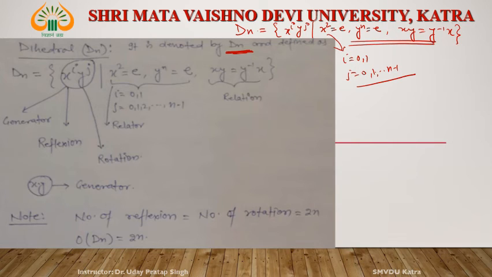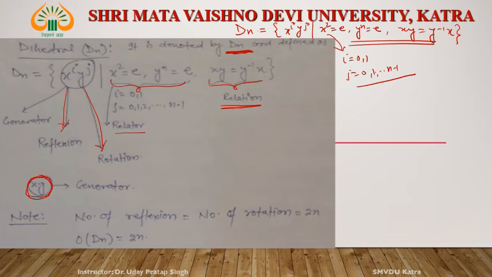Now see what the notations are. X and y are generators. X is a reflection, y is a rotation. This relation is known as a relator, and this one is known as a relation.